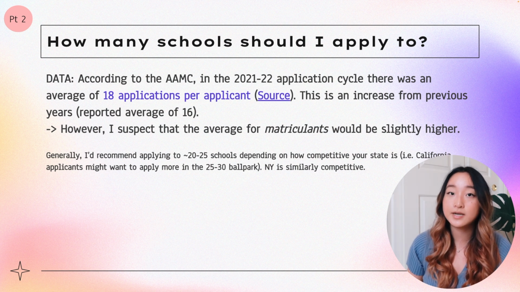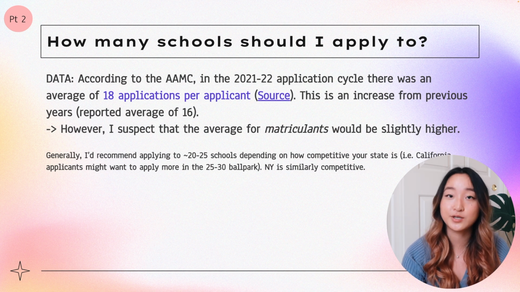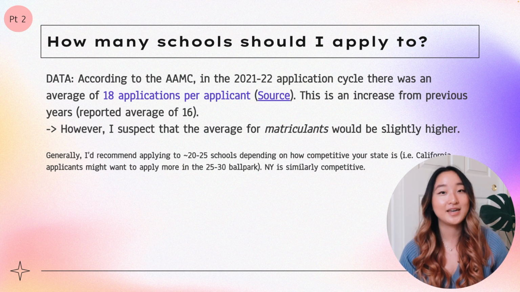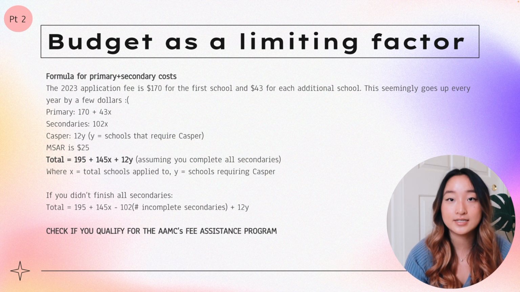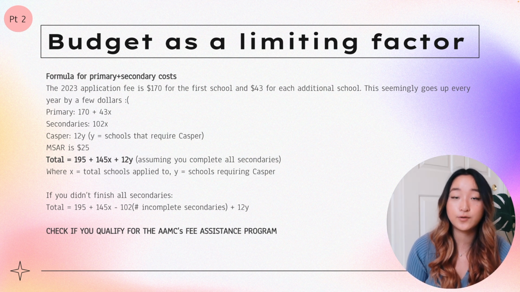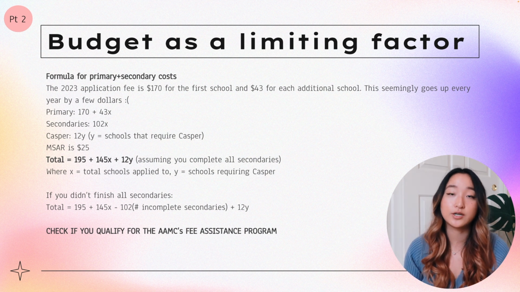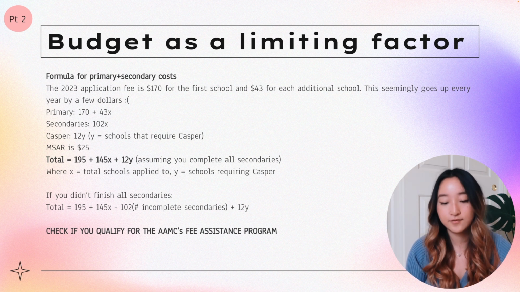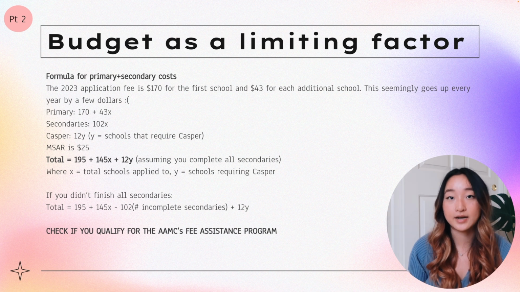Of course, there are going to be other considerations that factor into how many schools you apply to, the main one being your budget for primary and secondary costs. This slide shows you all of the costs that you need to factor in when applying to medical schools. Your total cost is going to be $195 plus $145 times the number of schools that you're applying to, plus $12 times the number of schools that have Casper or the Altus suite. This is a great time to remind you to check the AMC fee assistance program, and if you qualify, it will waive some of these fees up until a certain number of schools.